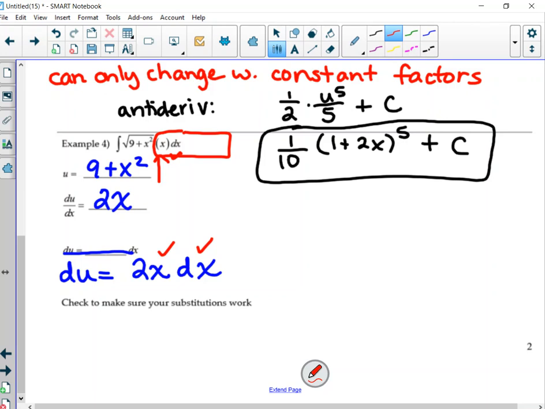All right, see if you can finish number 4. Put in the constant you need, put in the offsetting value, the reciprocal value to help balance it, do the antiderivative, and then rewrite it back in terms of x.